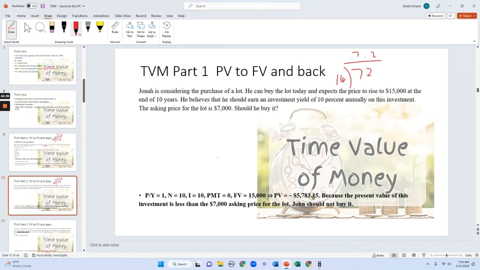No. It's only worth $5,700 or about $5,800. So he would be willing to pay $5,783, but he would not pay $7,000. That's how this comes into the problem. This is what somebody is asking. You have to figure out what you think it's worth before you would decide whether to pay them for that or not.